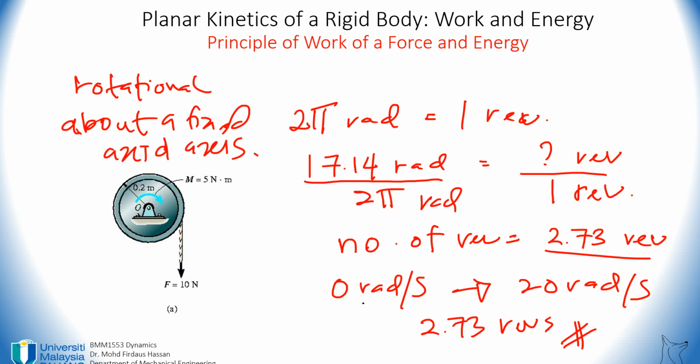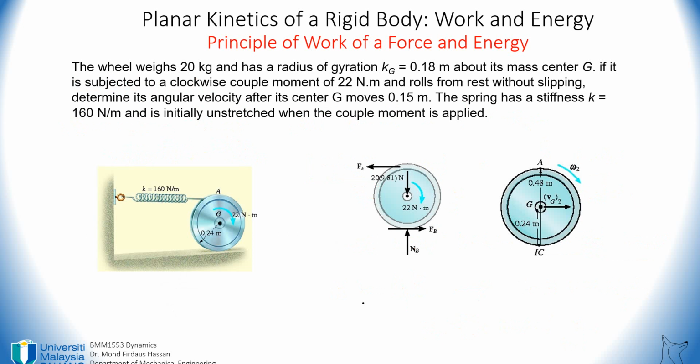All right, we have a wheel of 20 kilograms that has a radius of gyration of 0.18 meter about its mass center G. It's mentioned that the kG is about the center. It is subjected to a clockwise couple moment of 20 Newton meter and rolls from rest without slipping. Take note that it rolls without slipping.